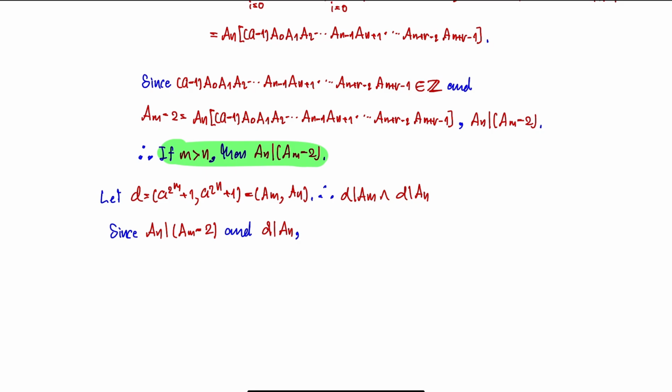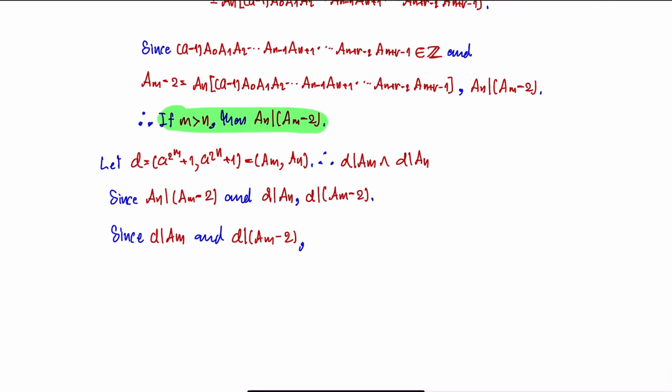So what do we have? Since a_n divides a_m minus 2 and d divides a_n, that means that d divides a_m minus 2. Then what do we have next? Since d divides a_m and d divides a_m minus 2, let me write this. There exist integers q1 and q2 such that a_m equals d q1 and a_m minus 2 equals d q2.